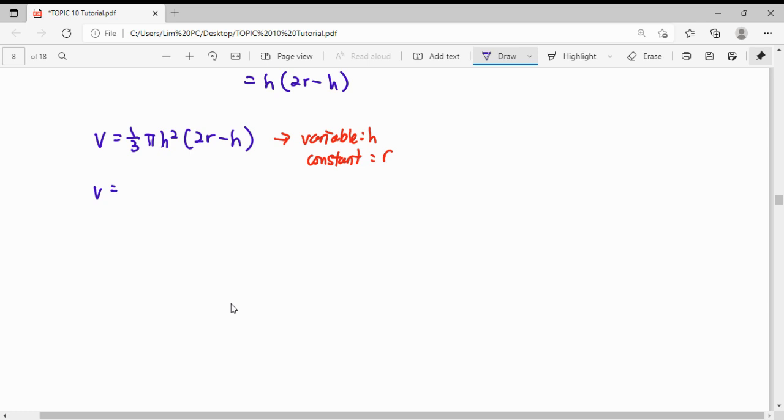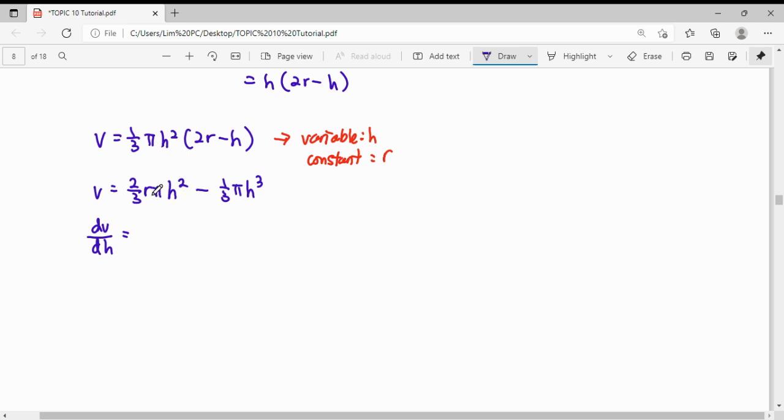So for this formula, we expand it first so that we can differentiate it one by one. After we expand, we get 2 over 3 r pi h squared minus 1 over 3 pi h cubed. So we differentiate our V with respect to the variable height, because when we change the volume of the cone, the h will also be changing. So the r here, we assume it is a constant.